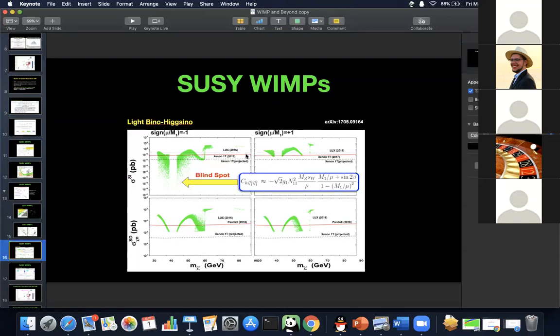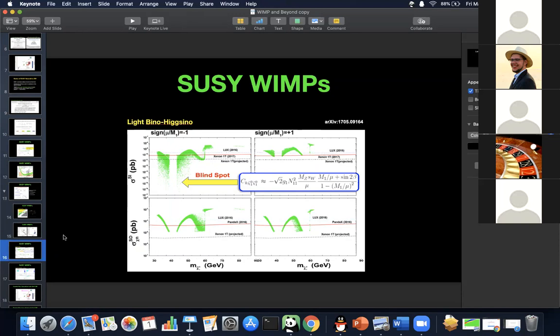But on the other hand, if we look at the spin dependent results, we can see this cancellation will disappear, and the projected XENON 1T experiment will have the ability to cover the whole mass range. So that means in the near future, XENON 1T will give a decision on whether we can have such a light Bino Higgsino, neutralino dark matter case. So this is for the medium mass range.